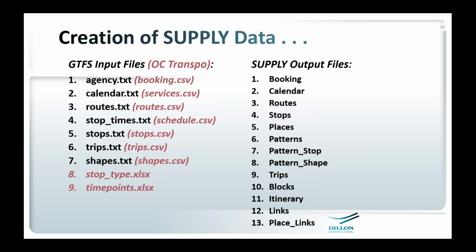The itinerary file is a detailed listing of every trip on every what's called a block, which is a series of trips operated by a bus while it's out of the garage, and details in time order the stops and time points that the bus visits. And then there are links and place links, which are derived as well.